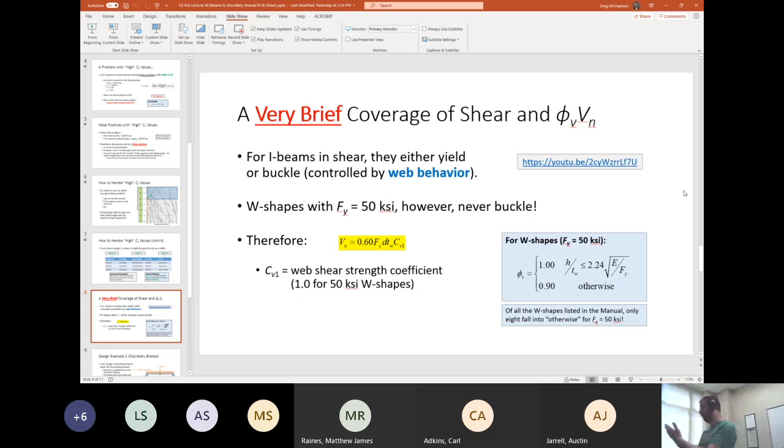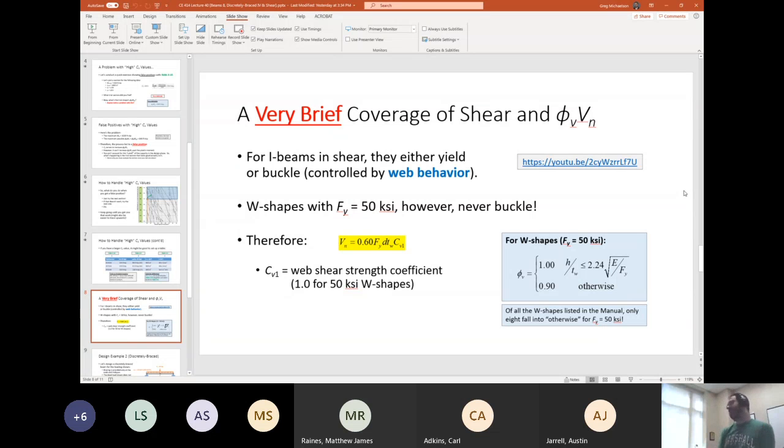I just want you to see it for bridges for later. Now, the way that you compute the capacity is you first compute the nominal capacity, which is 0.6 in shear. Remember that 0.6 term from von Mises. Every time we see something in shear, there's going to be a 0.6 there. So we have 0.6 times Fy times the area of the web, which is just D times the thickness, times this shear strength coefficient. And that shear strength coefficient is intended to account for buckling.